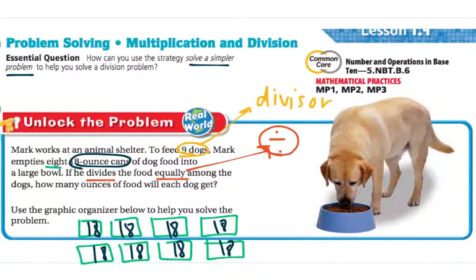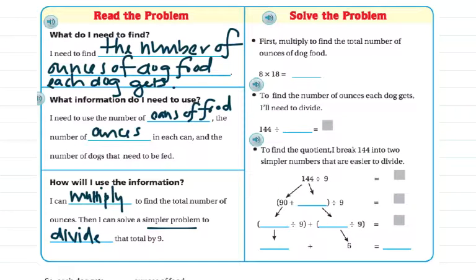If we go back to our previous page, we know that there's 8 cans, and we know that each can has 18 ounces, but we need to know how many total ounces there are. So what we're going to do is multiply 18 times 8. So 8 times 8 is 64. We're going to regroup the 6. 8 times 1 is 8, plus the regrouped 6 is 14. So that means that there is 144 ounces of food to share among the dogs.